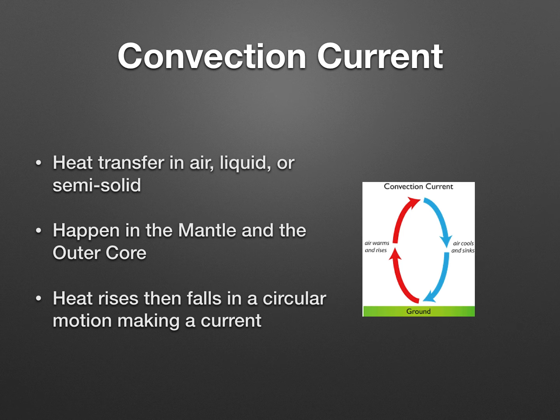Convection current. We will get into this later when we get into the wave and heat transfer unit. However, we have convection currents in the mantle and we also have them in the outer core. The convection current is what you see on the right. It's a heat transfer in either an air, liquid, or semi-solid. We need to know in this unit that it happens in the mantle and the outer core. And essentially, heat rises and cooler material falls, making a circular motion, and that circular motion causes other things to happen.